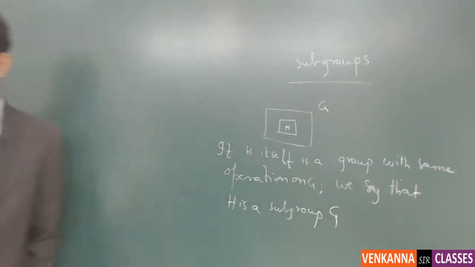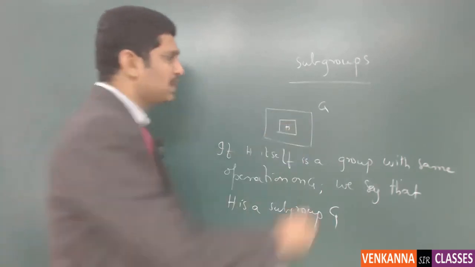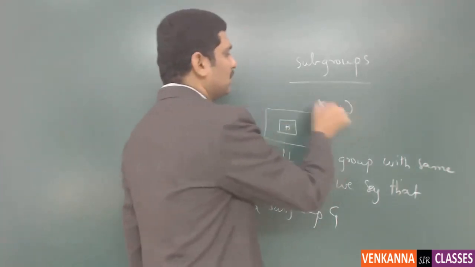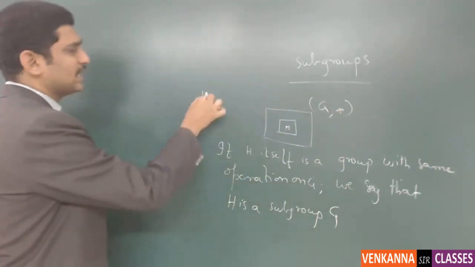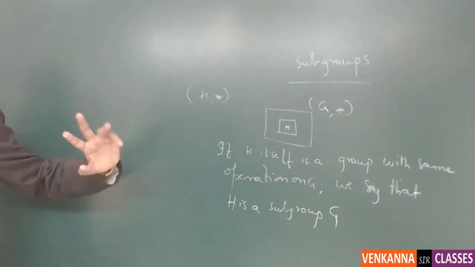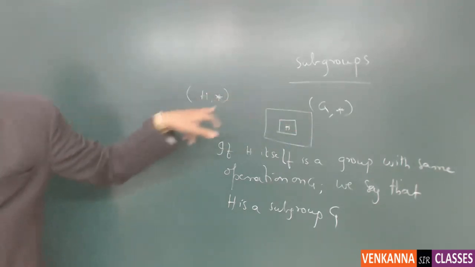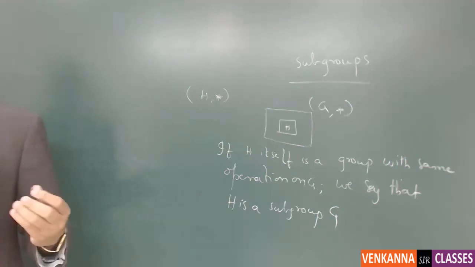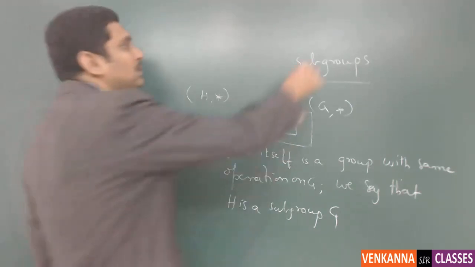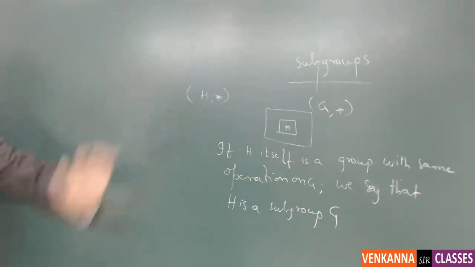So we are proving the concept of subgroup with the same operation defined on G, not of anything else. So if G has operation star, H also has the same operation star. We are not taking a different operation. So group and subgroup will have the same operation. The very word subgroup gives that it is a subset and it is also a group.